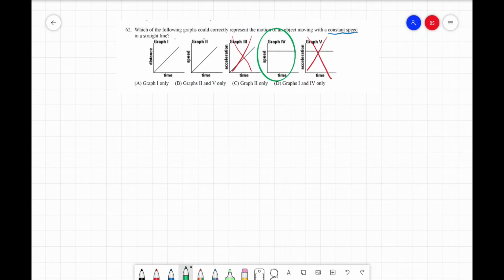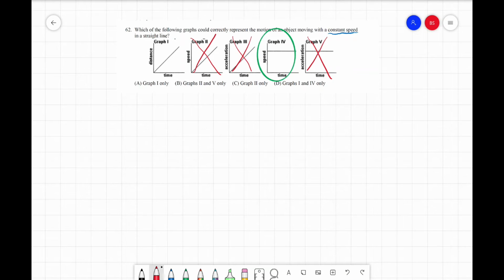The other graph, which is a speed time graph, is graph 2. We can see that our speed is increasing, which means that that graph is wrong. Finally, we can look at graph 1, which is a distance time graph.